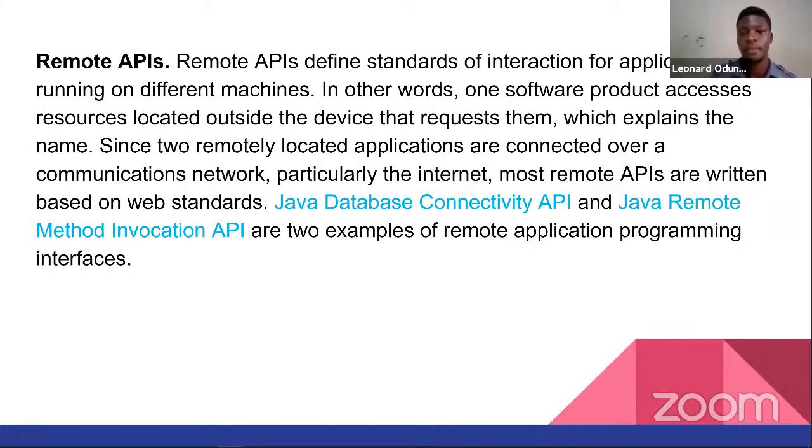So, in other words, one software product accesses resources located outside the device that requests them, which explains the name, which is basically remote API. Since two remotely located applications are connected over a communications network, particularly which could be the internet, most remote APIs are written on web standards. Examples of remote APIs are Java Database Connectivity API and Java Remote Method Invocation API.